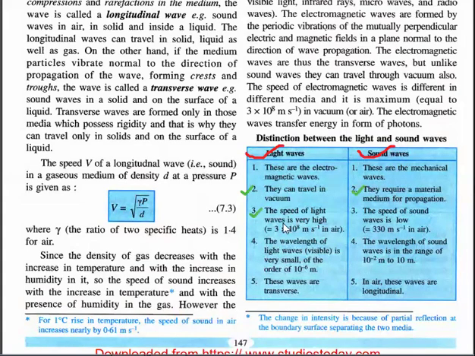The speed of light waves is very high, 3 into 10 to the power 8 meter per second. The speed of sound waves is low, 330 meter per second in air. Light waves are transverse waves. In air, sound waves are longitudinal waves. Light waves are electromagnetic waves. Sound waves are mechanical waves. And these 2 points are external.